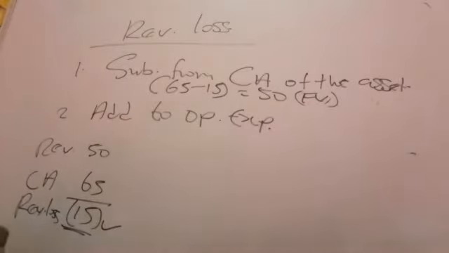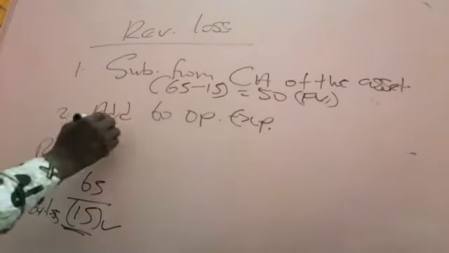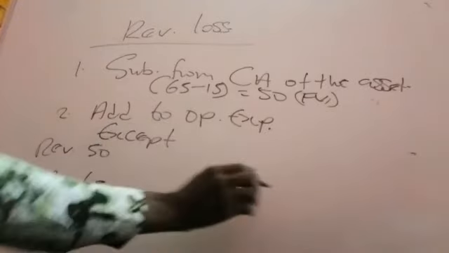That is it. Here too there's an exception to the general rule. You are treating a loss, so the exception will be the reverse. Except where there was a previous gain. So now we have a loss, but a previous gain coming from where? Previous revaluation. So except in the situation where there was a previous gain.